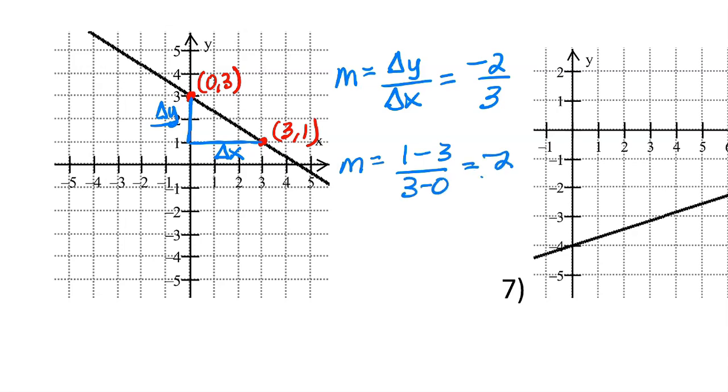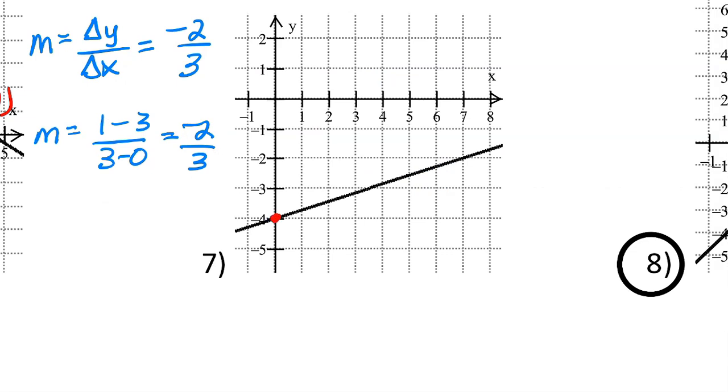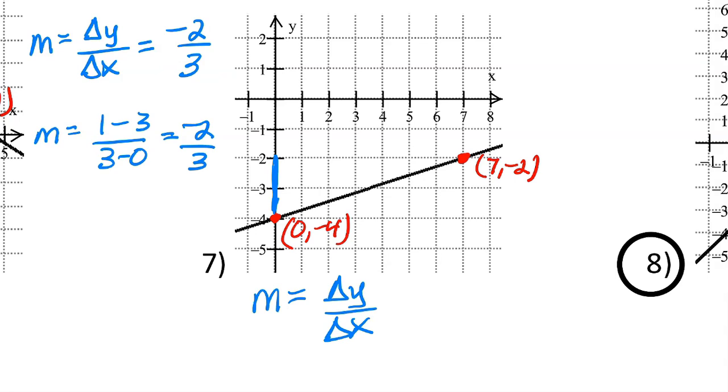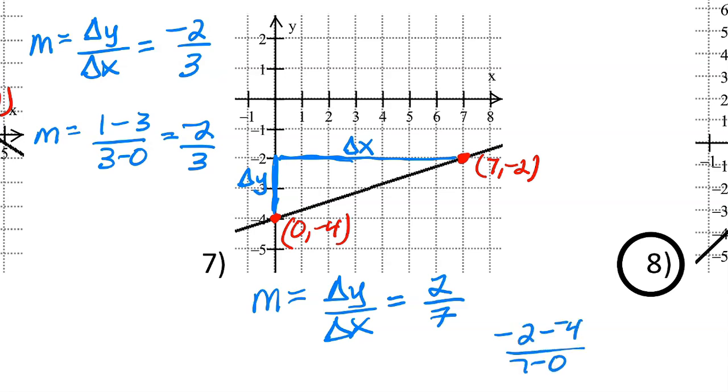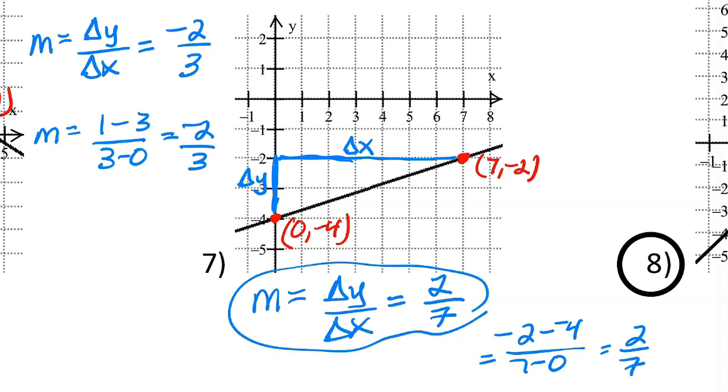On the number 7, it looks like it intersects at 0, negative 4. And it doesn't intersect again until it looks like right about here, 7, negative 2. So the slope is the change in y over the change in x. Change in y looks like it's about 2. This is the change in y. And this one would be the change in x. So the change in y, it went up 2. And then the change in x, it looks like it went to the right 7. Again, you could get that by doing negative 2 minus negative 4 over 7 minus 0, which is 2/7. So the slope is 2/7, positive 2/7.